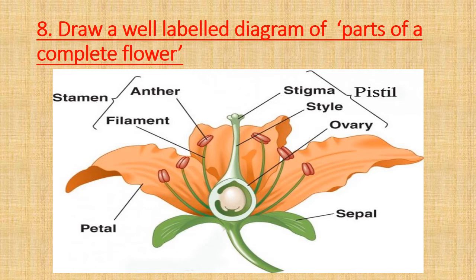The third whorl of the flower is stamen, and as you can see, stamen has 2 parts, anther and filament. So this will be our third whorl of the flower. And the last one is pistil. Pistil is the female reproductive part, and it consists of stigma, style and ovary. So now you can see that this picture has all 4 whorls which are necessary for a complete flower. So please draw it, label it and color it.